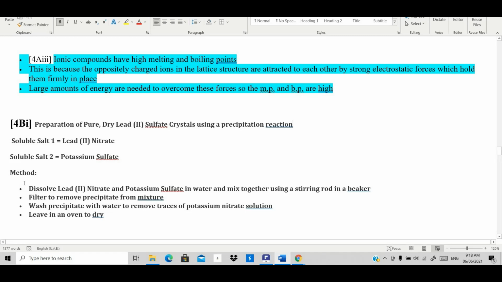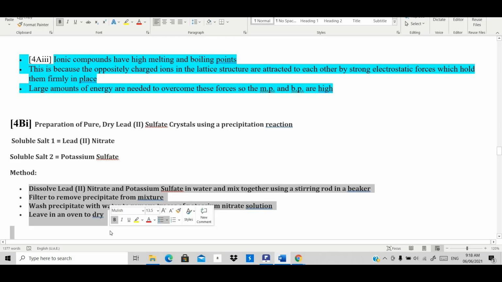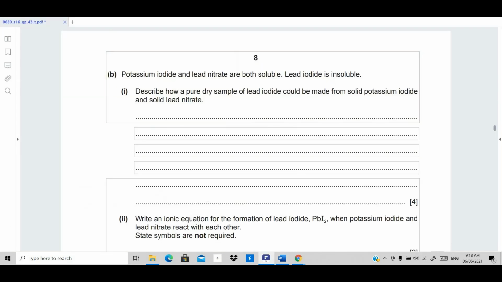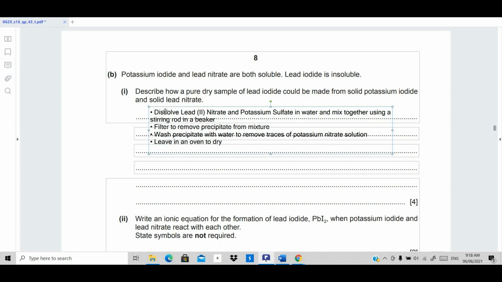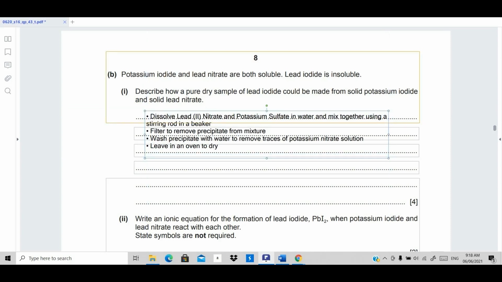So we need to mention this experiment as it is, but we need to replace some words. Let me just copy this experiment into this PDF file, so I can show you clearly, so you are not confused with experimental questions. You can see here, dissolve lead nitrate, and potassium nitrate is okay here. I can remove the extra ones because they are not asking about it, and here I can say potassium iodide. Now you can see here, and mix together using a stirring rod in a beaker.